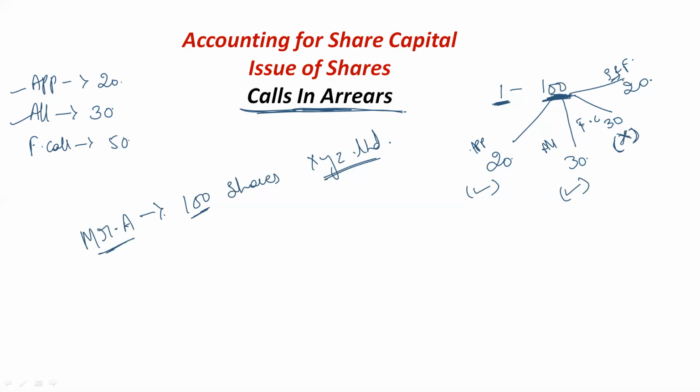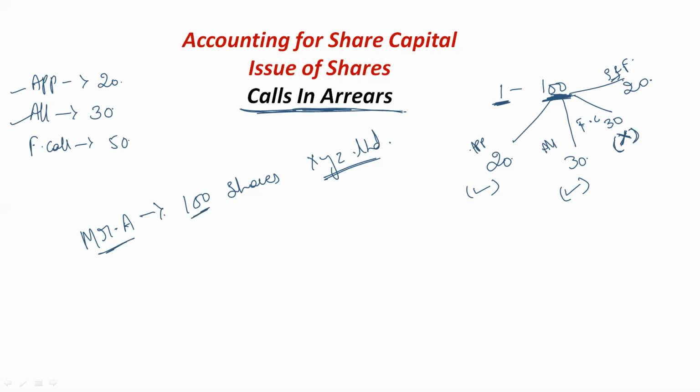So this is what we call calls in arrears. If any shareholder, no matter how many shares he is holding, fails to pay any particular process amount, then we call it calls in arrears. Now assume when the second call time has come, the company is making the second call and asking the public to pay 20 rupees.